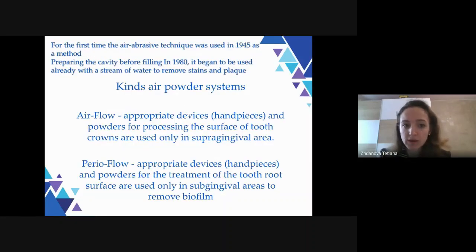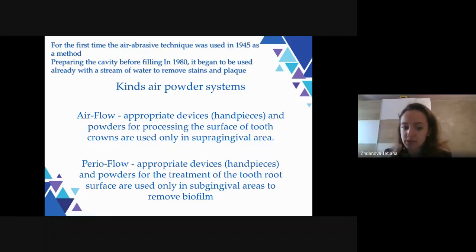For the first time, the air abrasive technique was used in 1945 as a method of preparing the cavity before filling. And Airflow, it is appropriate devices and powders for processing the surface of tooth crowns. We use it only in the supragingival area. Perio-Flow we can use only in subgingival areas to remove biofilms.